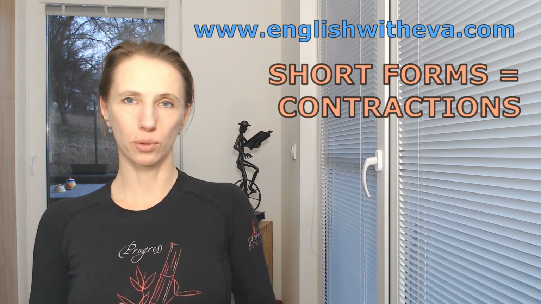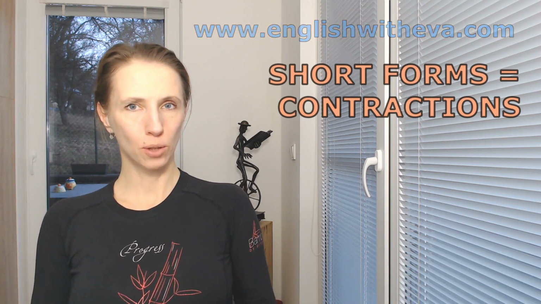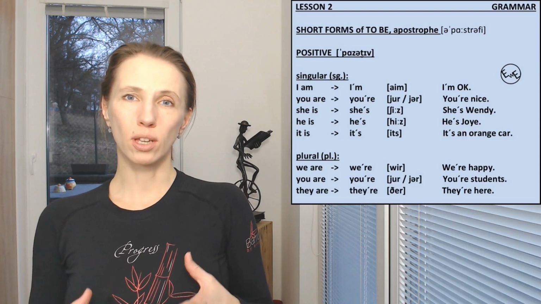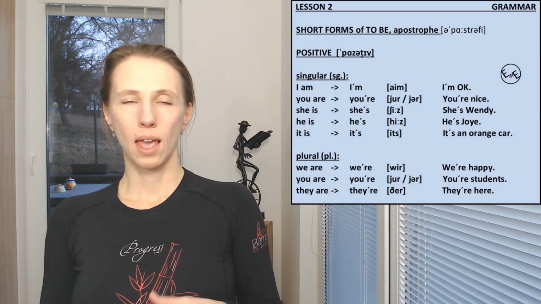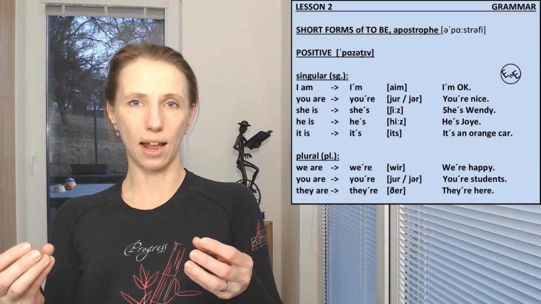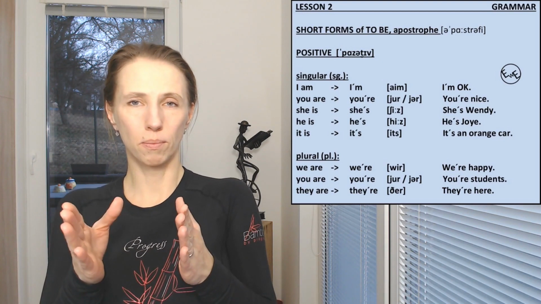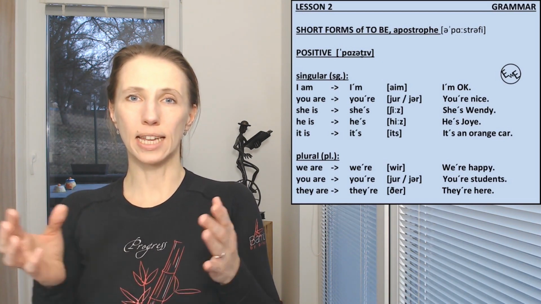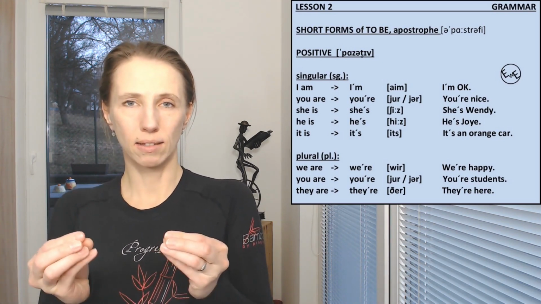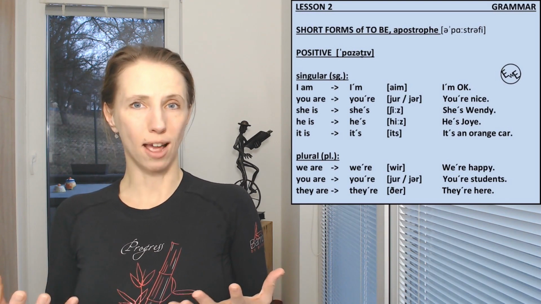Lesson 2, Grammar. Today we're going to learn how to shorten the verbs. To make a short form, you basically omit a part of the word and replace it with an apostrophe. You usually omit a vowel. So if we have I am and you omit the letter A, then you have I'm. If you have it is and you omit the letter I, then you have it's. So we can try it together.